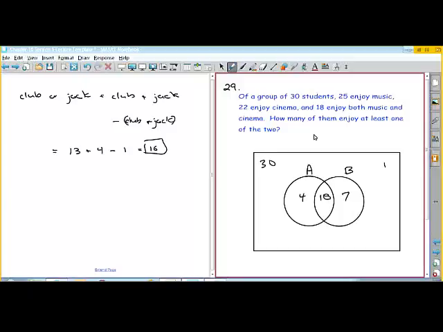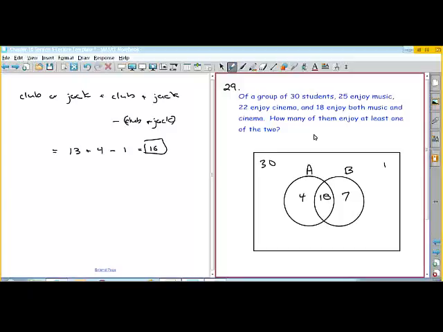We did this last semester. What we had was 18 enjoyed both, so we have this intersection of the two. And then we said, okay, so that's this little slice. 22 enjoyed cinema, so this must be cinema. So 4 plus 18 has to be equal to 22, because that's the total number in that circle. This football is where they both enjoy it. And then 25 enjoy music, so this must be the music circle. So if we have 18 here, to get 25, we need to put 7 in there.